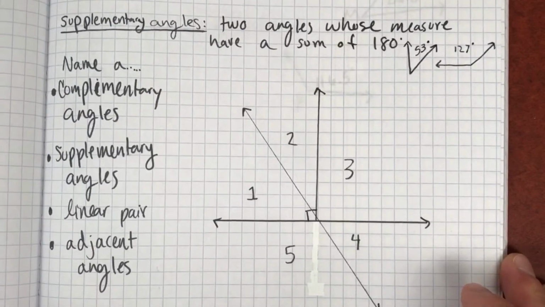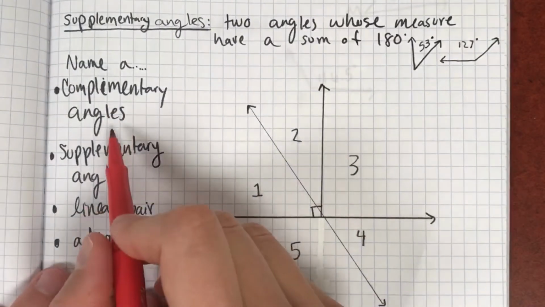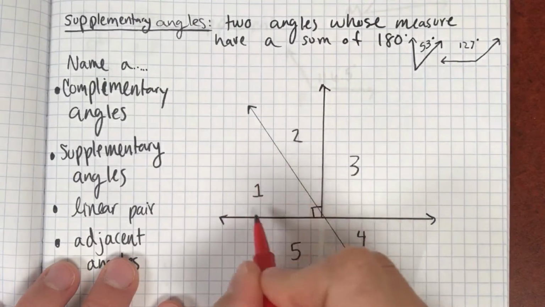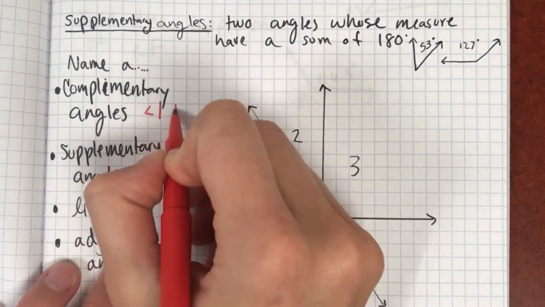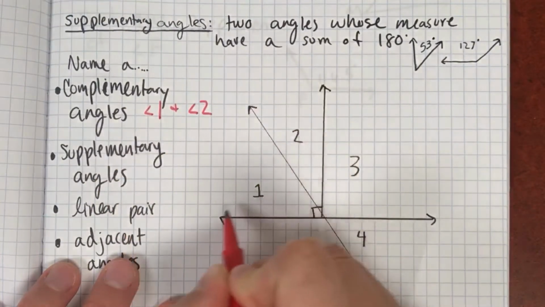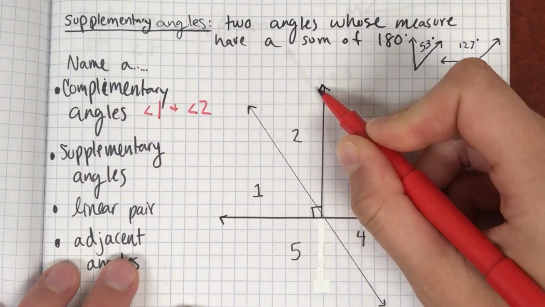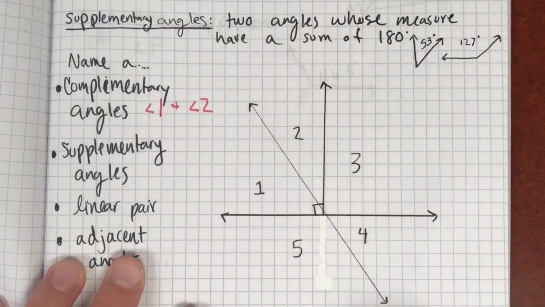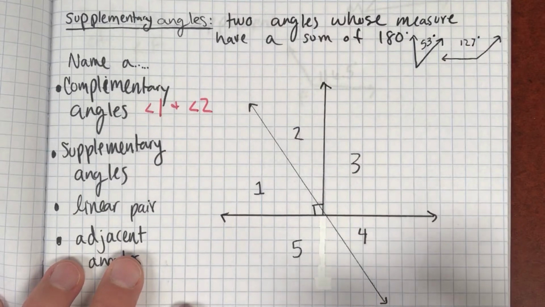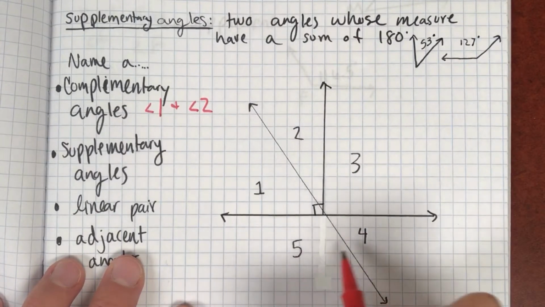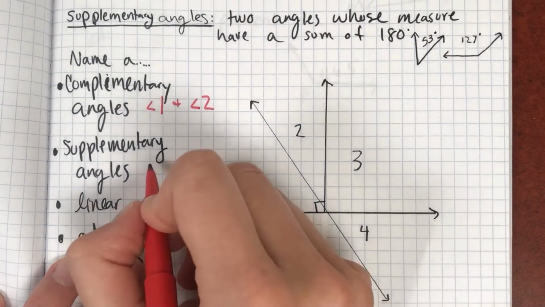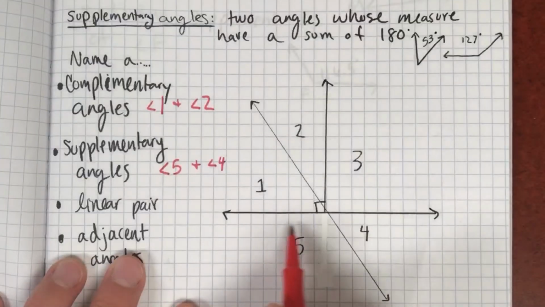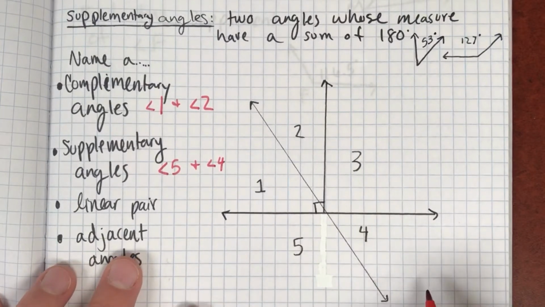So we've got a picture here, and we're just going to find some complementary angles. So two angles that add up to 90 degrees. Well, that could be angle 1 and angle 2. Both of those add up to 90 degrees. They form that 90 degree angle. Supplementary, there's a lot here. Two angles, though, if we just want to find two, we could say angle 5 and angle 4. Those two together form a straight line.